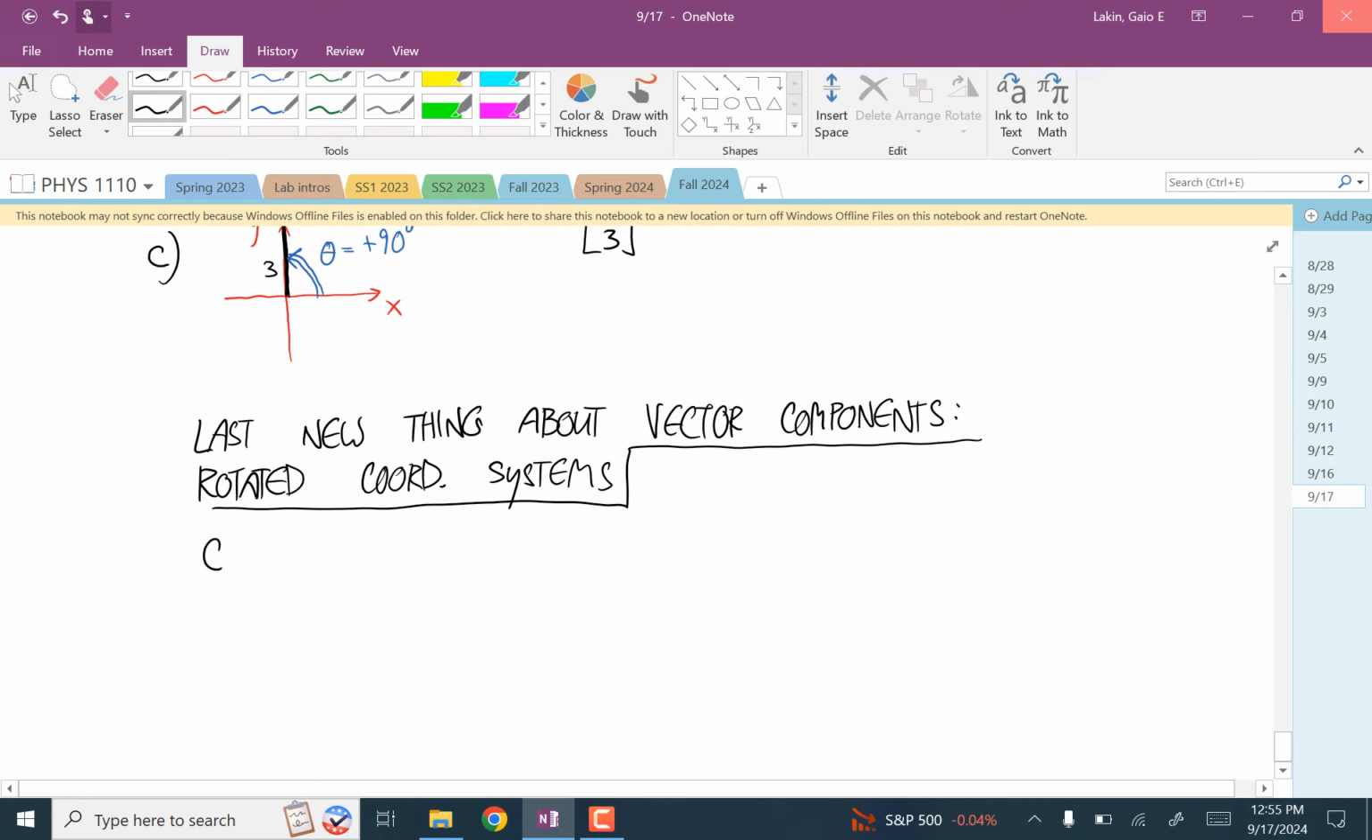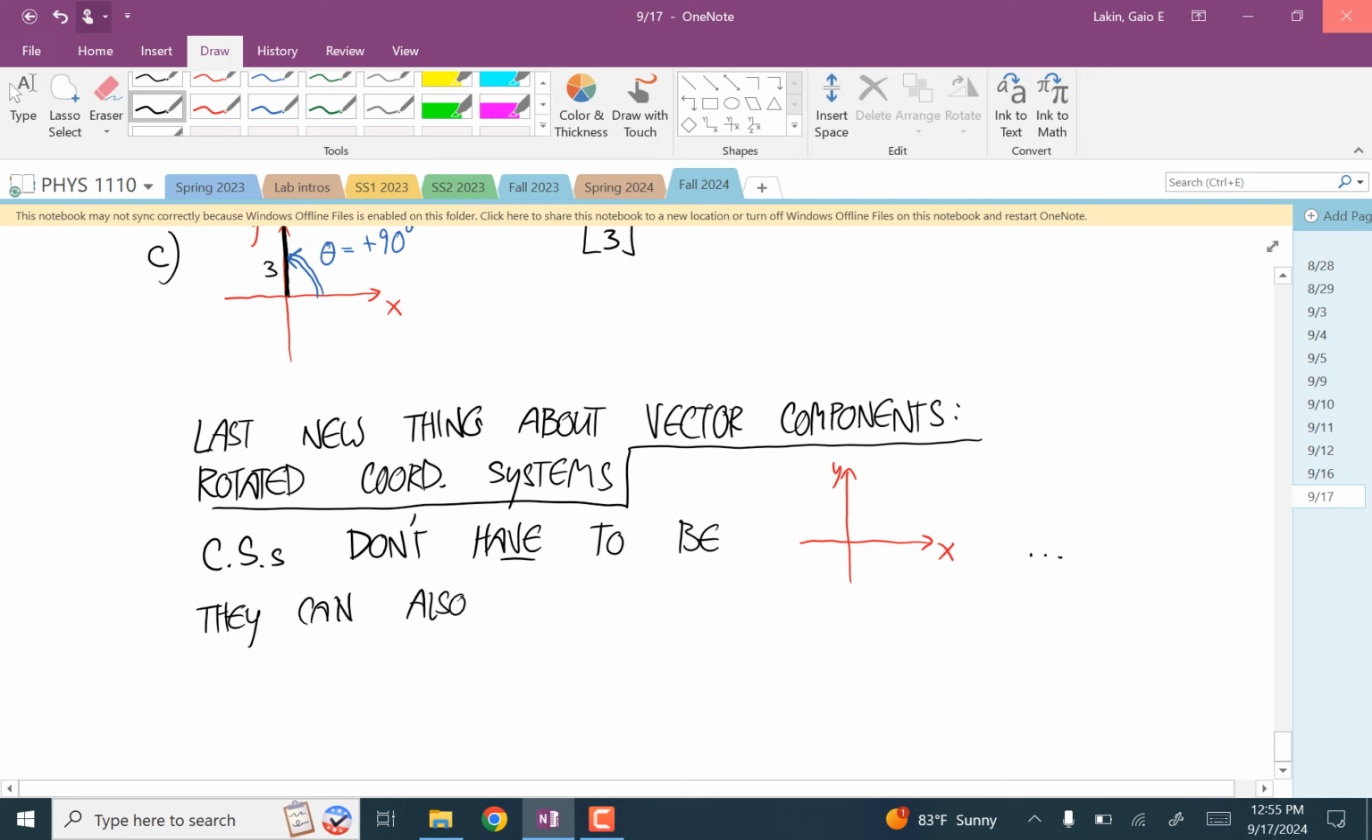So coordinate systems don't have to be in the directions that you're used to. They can also be rotated versions of this.